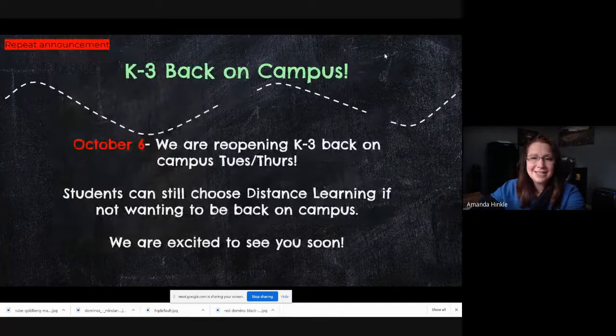K through 3 is back on campus October 6th. We're so excited about this. So we are able to reopen kindergarten through third grade, but please make sure that you are connecting with your academic dean, letting them know if you plan on being back on campus or if you would like to continue with distance learning so that they know how to plan for that. We do have a couple of weeks, but that planning time is critical. So please make sure that you're connecting with them on that.